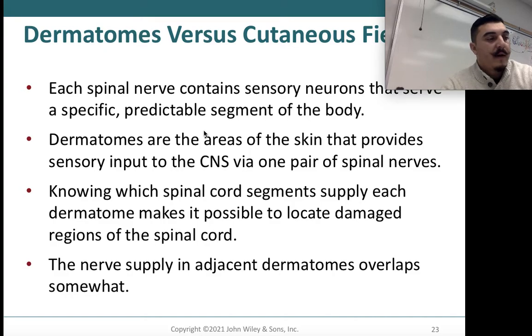Okay. So I got those pictures. Where are we at? Dermatomes versus cutaneous fields. We are on page 620. Okay.